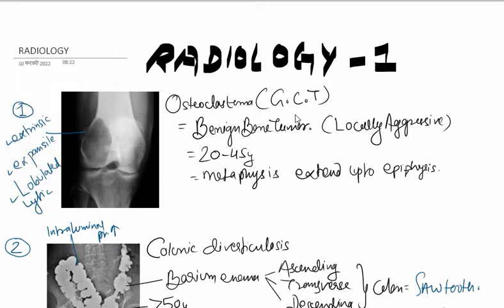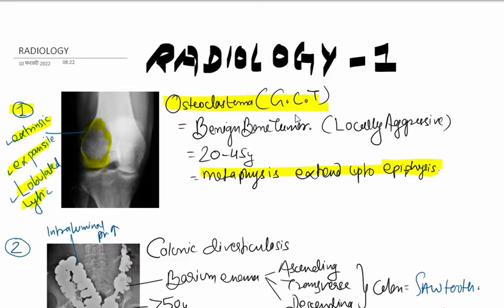A few important points. So first picture, this is osteoclastoma, also known as giant cell tumor. We see these eccentric, expansile and lobulated lytic lesions. This is a metaphyseal lesion, but it is extending to the joint, up to the epiphysis. It is not limited to the metaphysis.